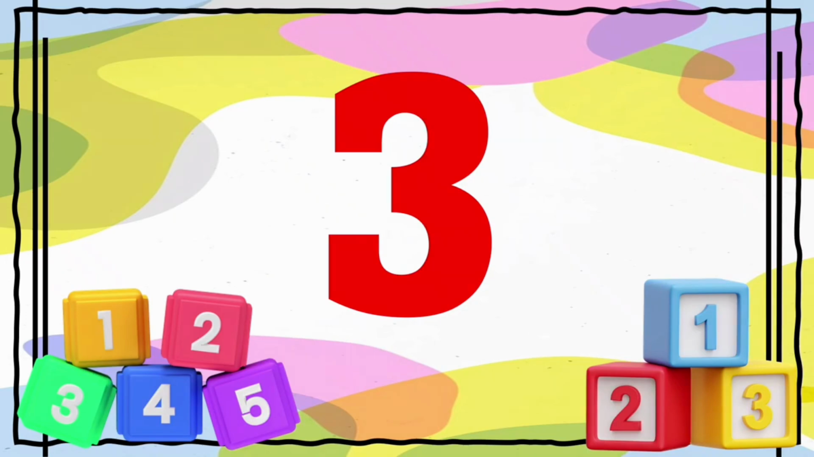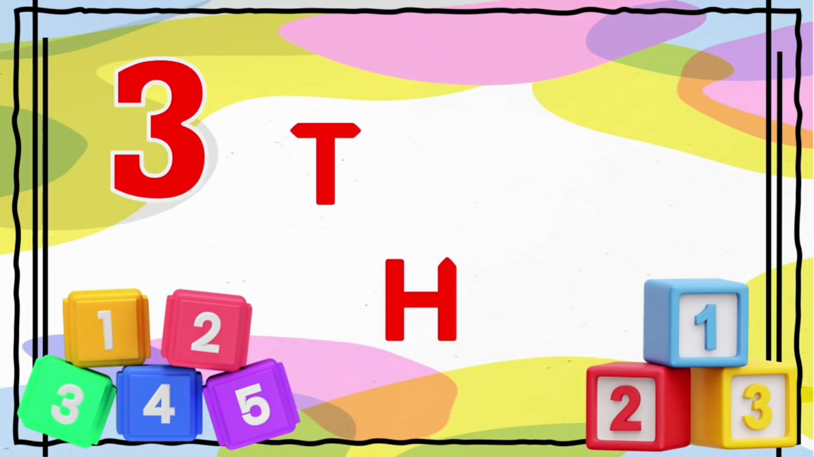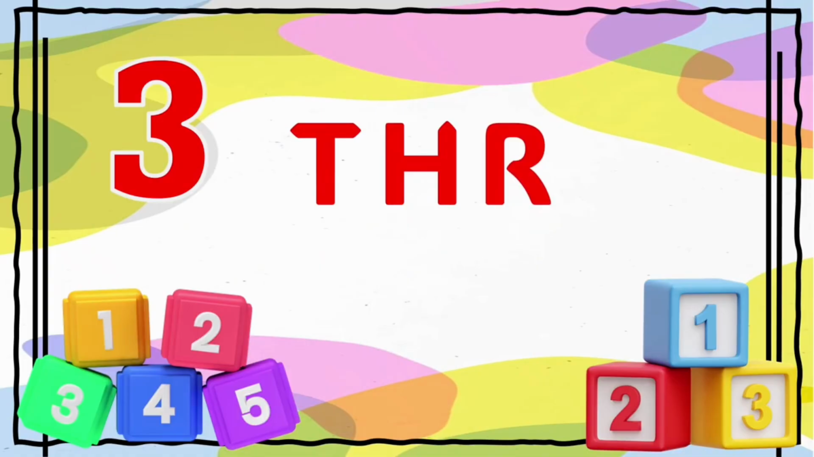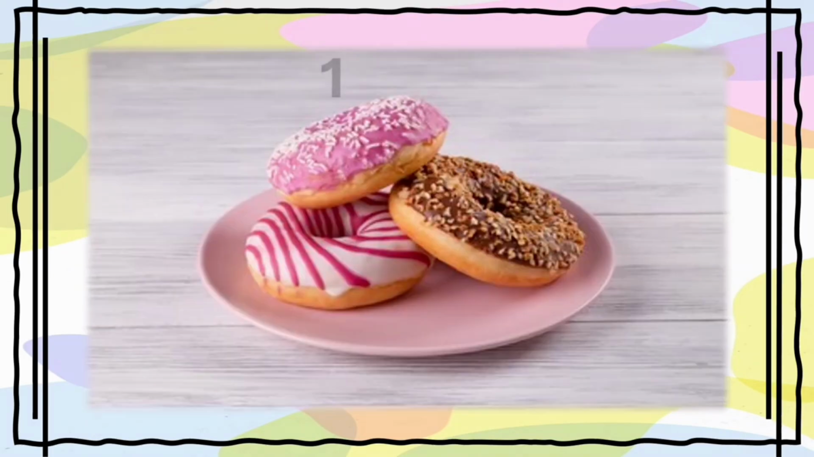Let's learn the spelling of 3. T H R E E. Let's see some examples. Count these birds. 1, 2, 3. 3 birds on the tree. Let's count the donuts. 1, 2, 3. There are 3 donuts in the plate.